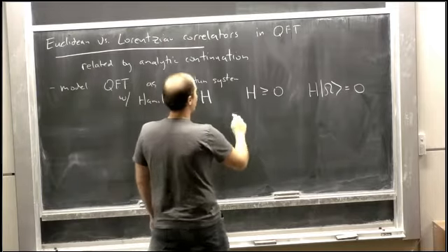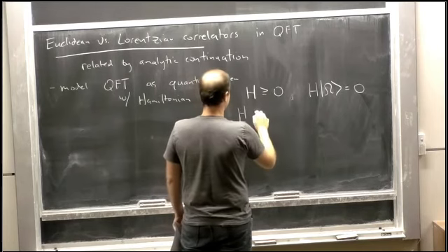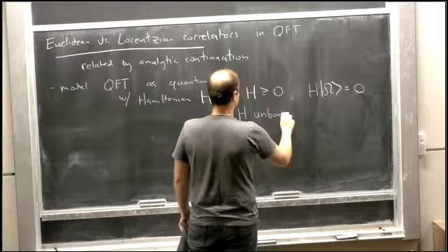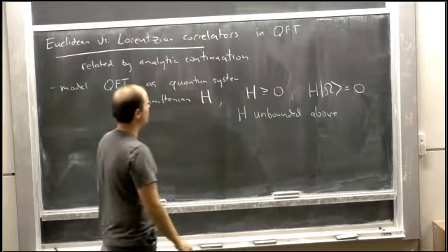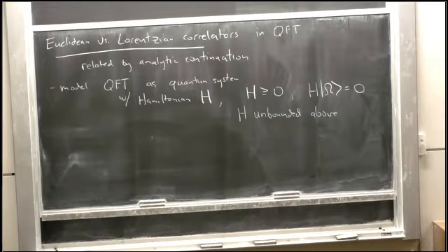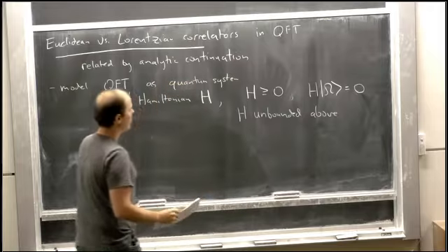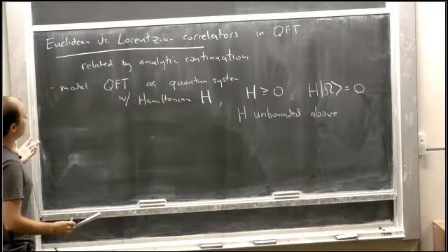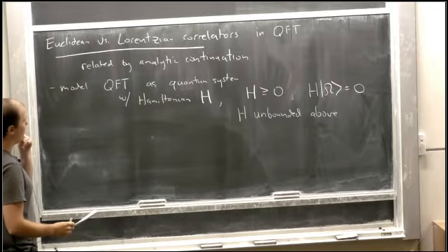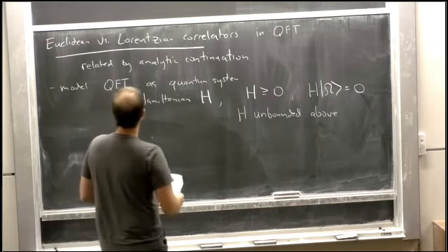And the important property for us is that H is unbounded above. So this will generally be true of a quantum mechanical system with an infinite number of degrees of freedom, in particular in a quantum field theory. And we'll see that the fact that H is unbounded from above will force us to think about correlation functions in this theory as living in very specific domains, and will force us to move around singularities in a very particular way. Okay.